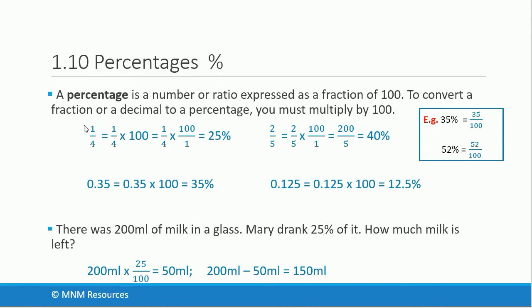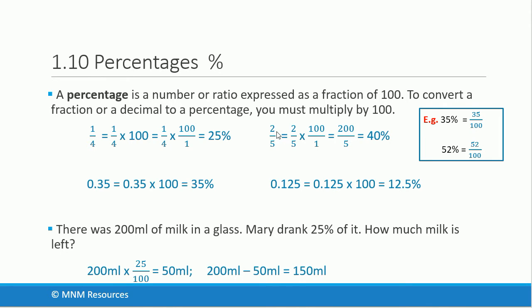So if you are given a fraction 1/4 and told to convert it into a percentage, you will multiply it by 100. Here you will remember the little rule that anytime you multiply a fraction with a whole number, the whole number can be written as a fraction. It's always the whole number as the numerator and 1 as the denominator. So 1 by 4 multiplied by 100 is 100 divided by 4, which is 25.